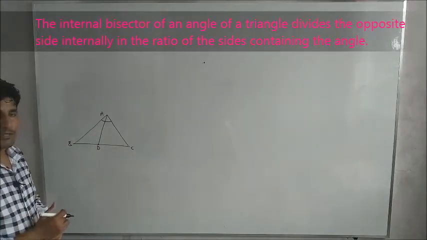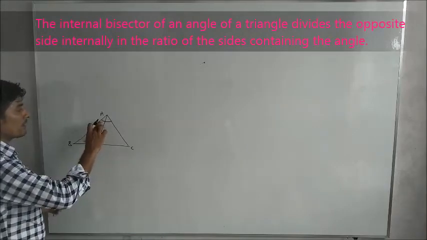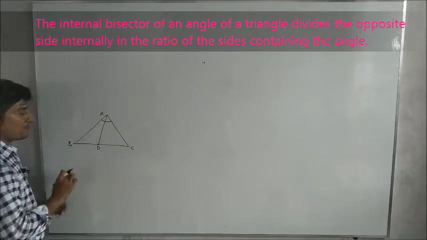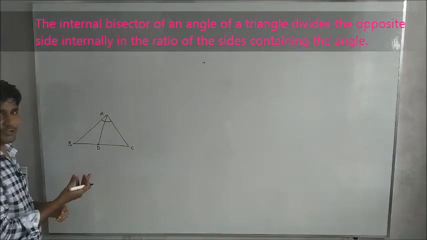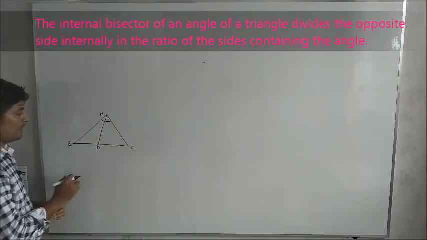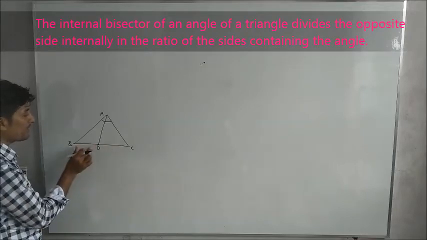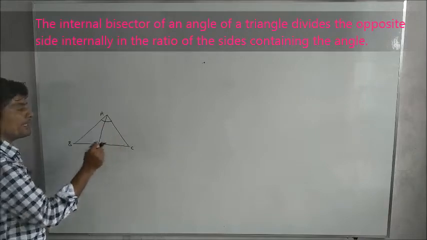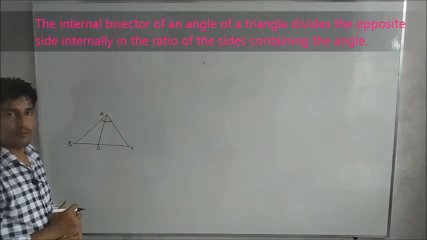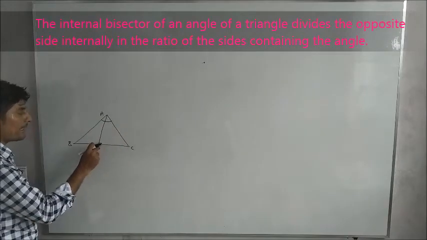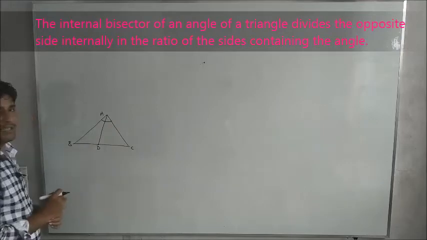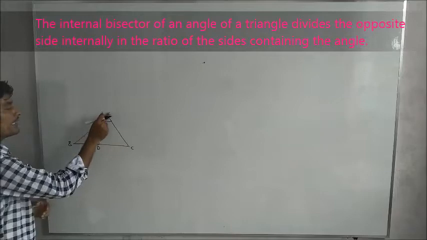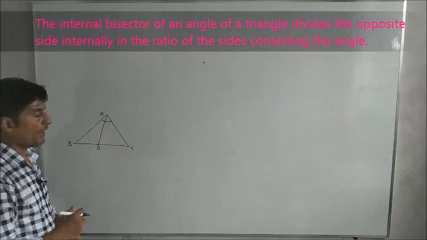So according to the theorem, the internal bisector of an angle divides the opposite side internally in the ratio of the sides containing the angle. Means BD upon DC is equal to AB upon AC. This we have to prove. If AD is the bisector of angle A, then we have to prove that BD upon DC equals AB upon AC.